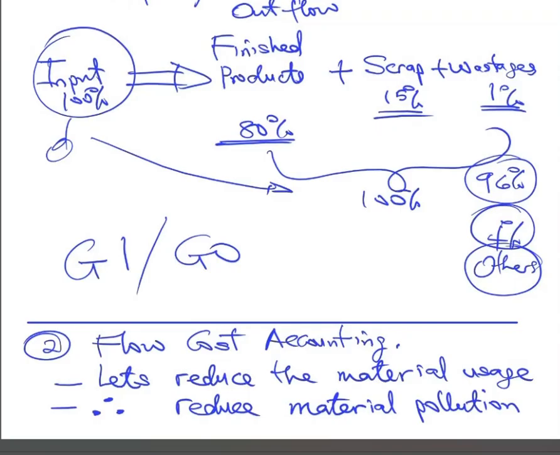The question is, how do we reduce the material usage? We just need to be creative. Maybe we need to get a different type of material such that we don't need to use 1,000 units. We can be using 10 units, so we don't consume so much. We're not going to stop our production or our output, but we need to get creative with our input such that we are not using so much. Maybe there's a way we can minimize waste during the process such that we don't require so much input. All of that is flow cost accounting. Reduce the material usage and reduce the pollution.